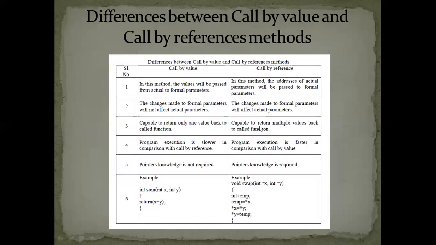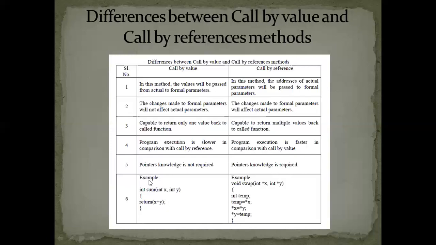But call by reference is capable of returning multiple values back to the called function. The fourth difference: program execution is slower in call by value in comparison with call by reference. In call by reference, the program execution is faster in comparison with call by value. In call by value, pointer knowledge is not required. We have not used a pointer variable as an argument. But in call by reference, pointer knowledge is required because I'm talking about the address of actual parameters. That is why pointer knowledge is required.